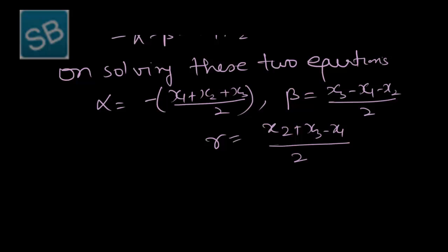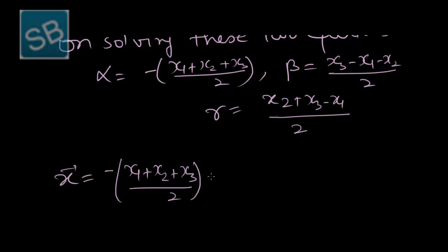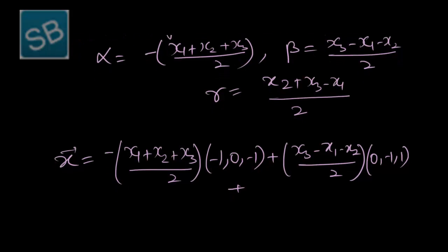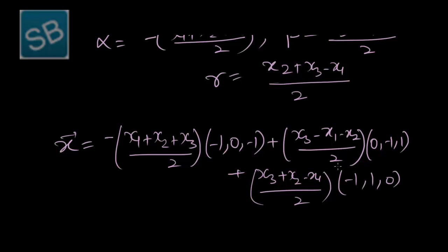Therefore, vector x is equal to alpha times, that is minus x1 plus x2 plus x3 over 2 times minus 1, 0, minus 1, plus beta times, that is x3 minus x1 minus x2 over 2 times 0, minus 1, 1, plus gamma times x3 plus x2 minus x1 over 2 times minus 1, 1, 0. That was our requirement.